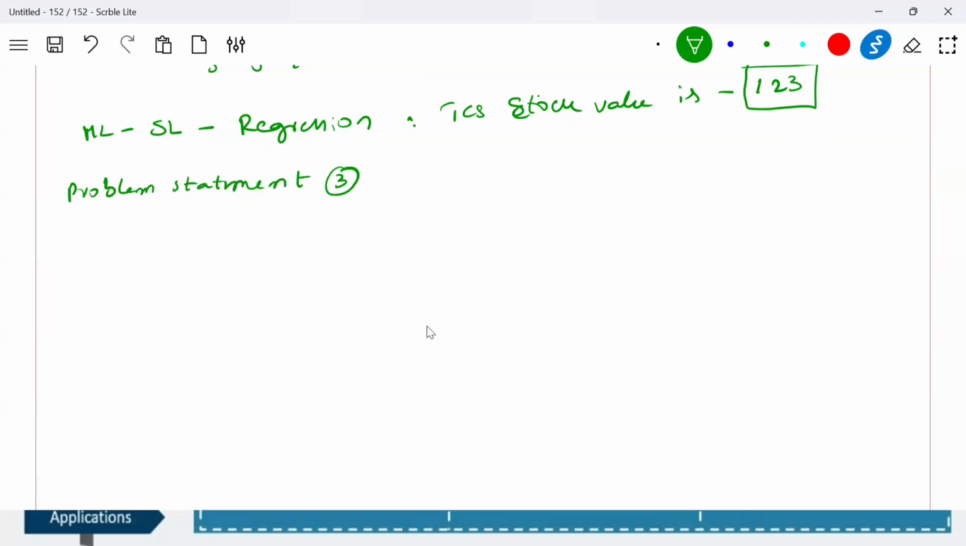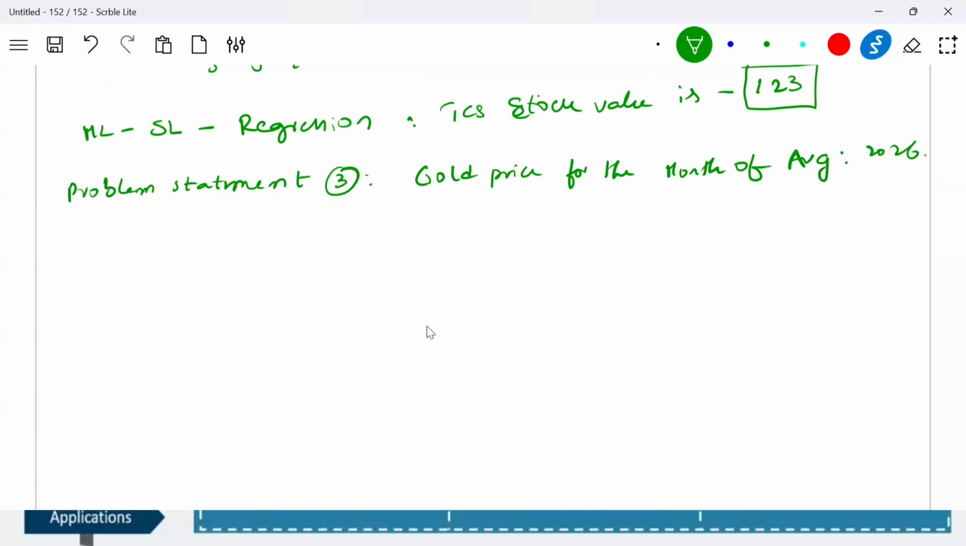Problem statement 3. So what is the problem statement? I want to predict the gold price for the month of August 2026. So what am I doing?